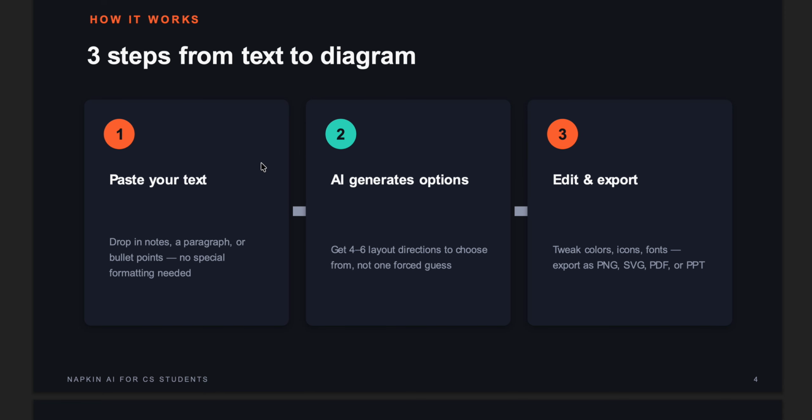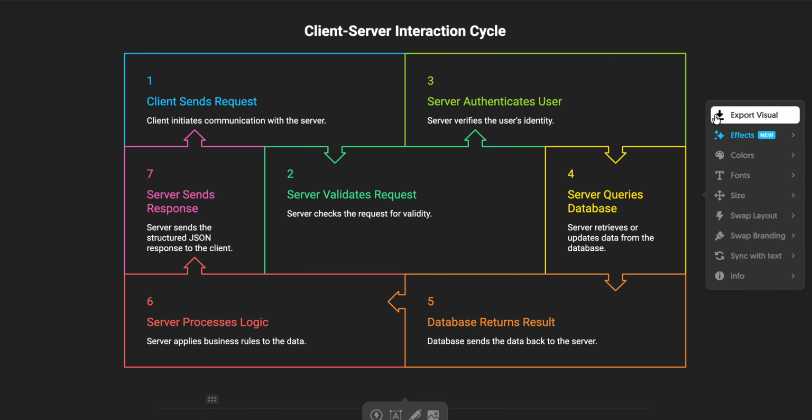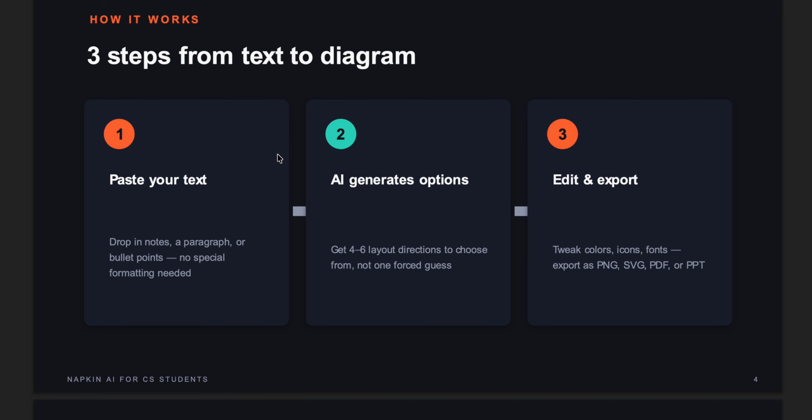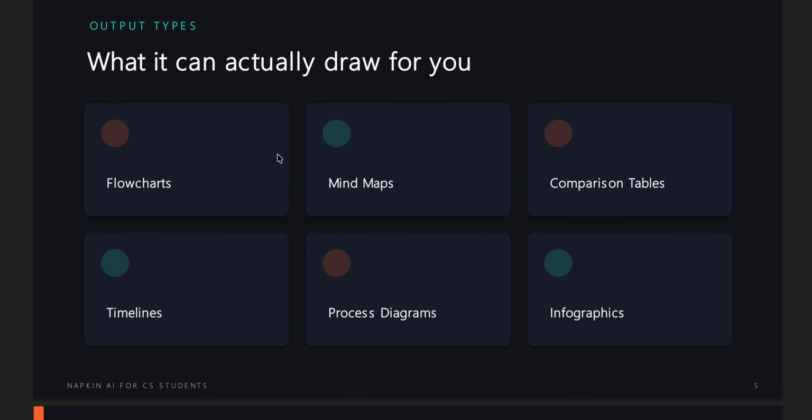Step 3 is we can edit and export: change colors, tweak icons, adjust fonts, and export it as PNG, SVG, PDF. That's all we have. I just click here, click on export visuals, and we can directly export this, right? So this is correct. Now the output types, what it can actually draw for you.